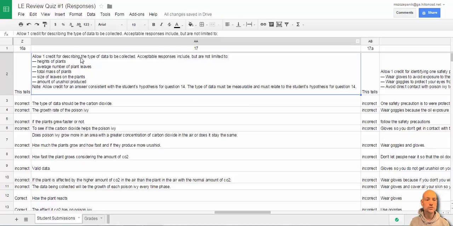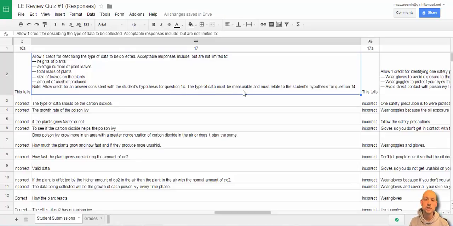Allow 1 credit for describing the type of data collected. Acceptable responses include, but are not limited to, the height of the plants, average number of plant leaves, total mass of the plant, the size of the leaves on the plant, the amount of urushiol produced. Allow credit for an answer consistent with the student hypothesis.